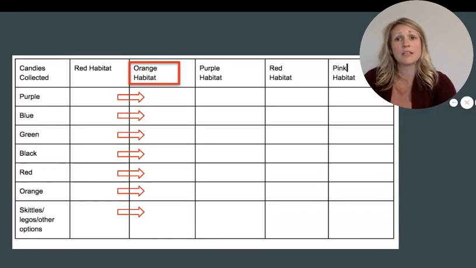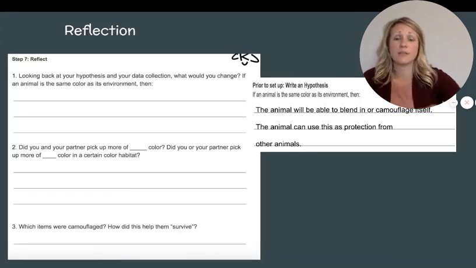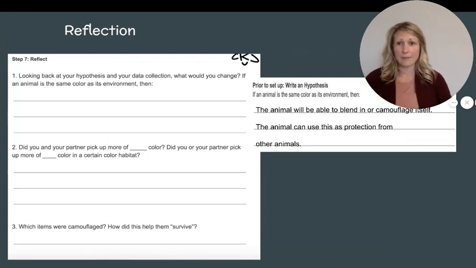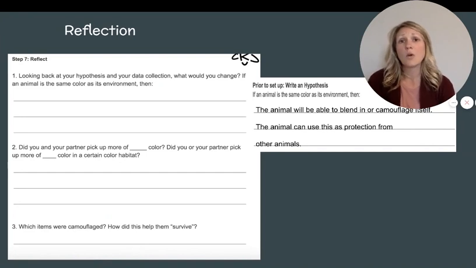So here's where we would come to our reflection sheet. After you go through each one, you have the purple, the red, and the pink habitat. So I would go through all of those, finish my game with my partner, and then I would go to my reflection sheet. And I would look back at my hypothesis. The first question says this: look back at your hypothesis and your data collection. Would you change anything?